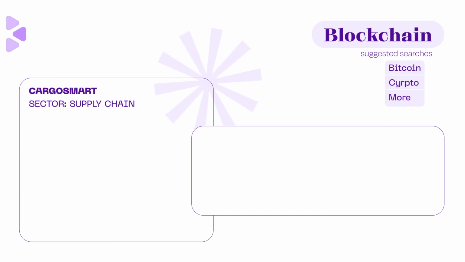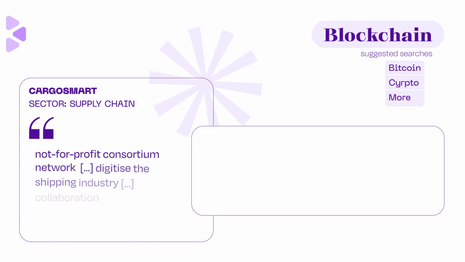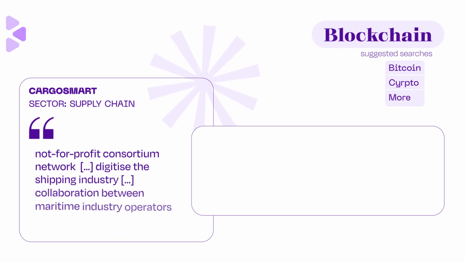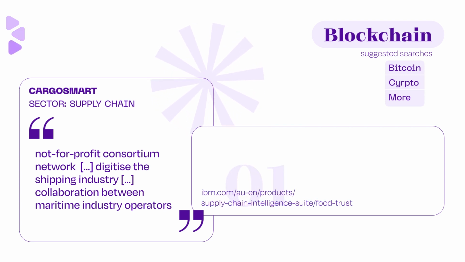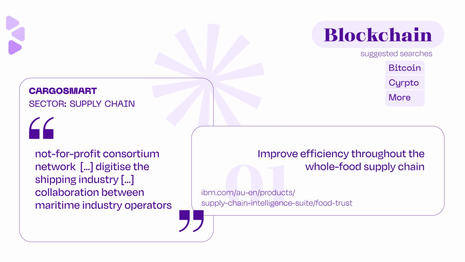Nakamoto wrote about the blockchain to facilitate Bitcoin trading, so they're heavily associated with crypto. But there's more. In the supply chain sector, CargoSmart developed the not-for-profit Global Shipping Business Network Consortium to digitize the shipping industry and allow collaboration between maritime industry operators. IBM Food Trust was developed to improve efficiency throughout the whole food supply chain.